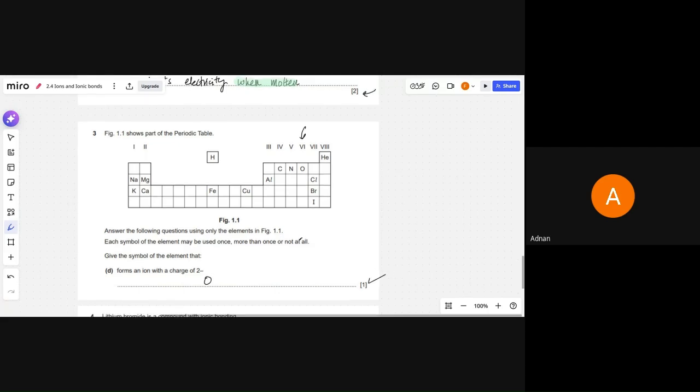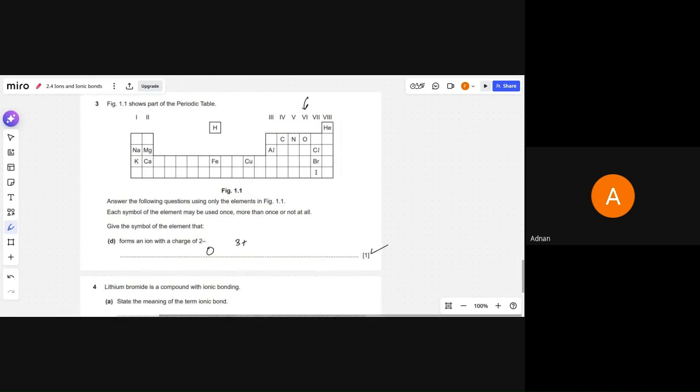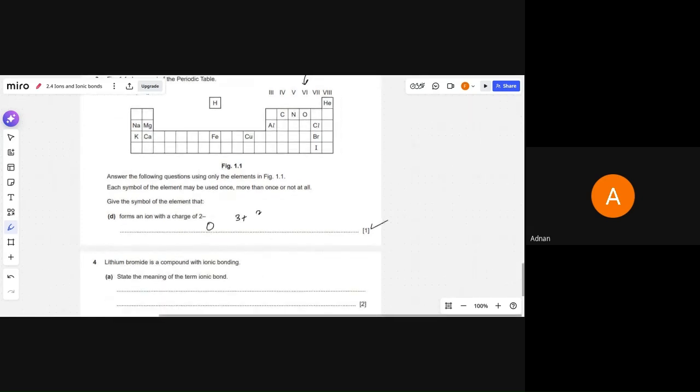So, what if I ask you to pick an element that forms an ion with a charge of 3 plus? Comment the answer below. This is the question which you can answer in the comments.